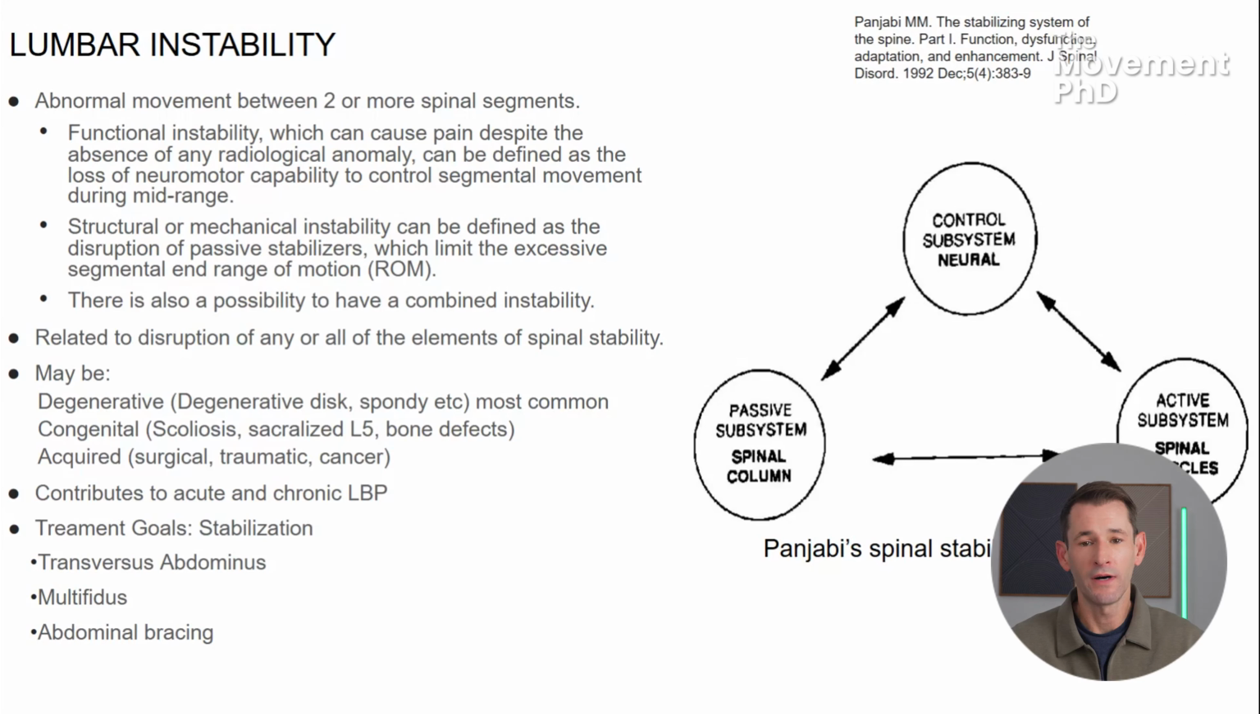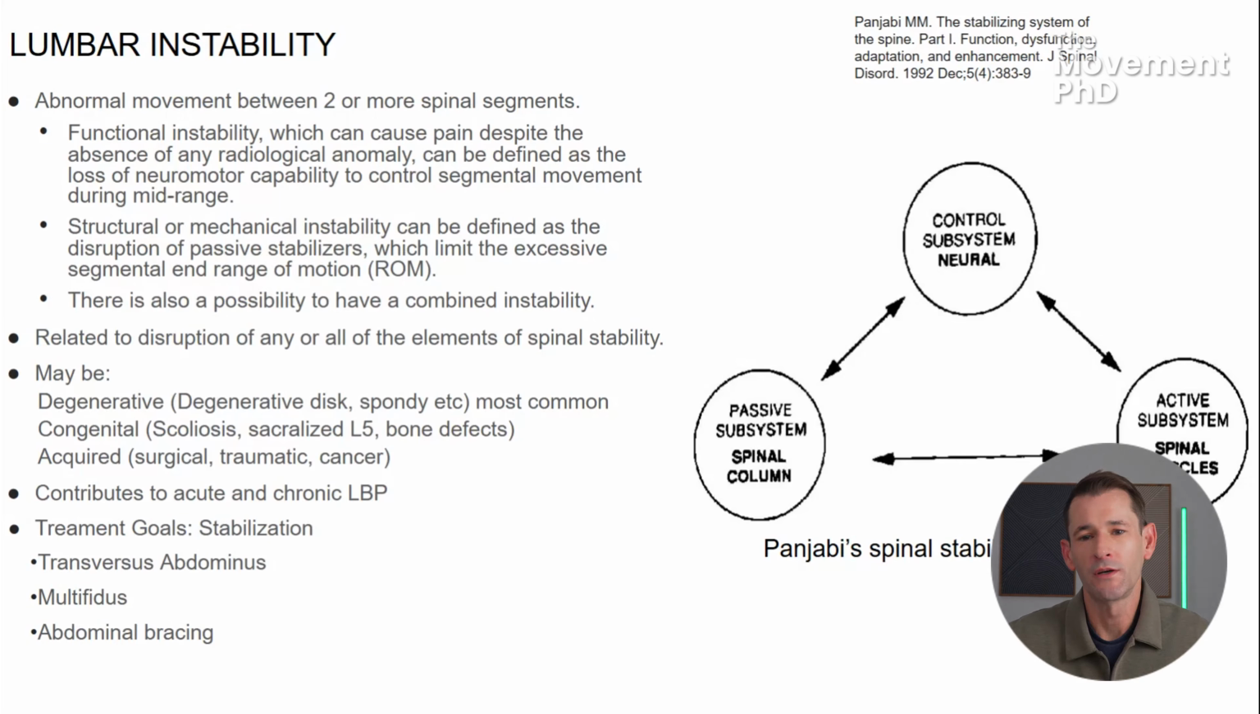So if we have L5 fused on S1, now all of that movement that used to occur at L5-S1 now has to happen at the rest of that lumbar spine. So we're taking that load and putting it over a smaller area, so you're more likely to get aberrant movements at L4-L5, because now it has to do the work of both segments.